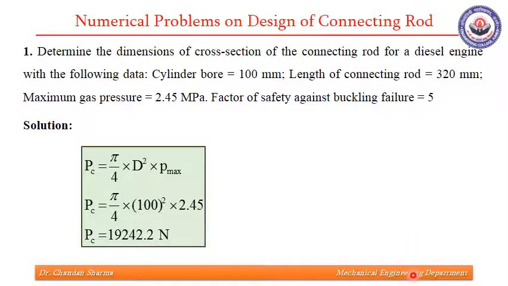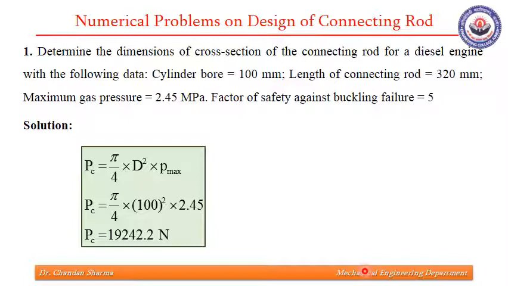We know very well that the force on the connecting rod, PC, is given by pi by 4 D square into P max. Since D is given to us and P max is also given to us, putting the values we can find PC as 19242.2 newtons.